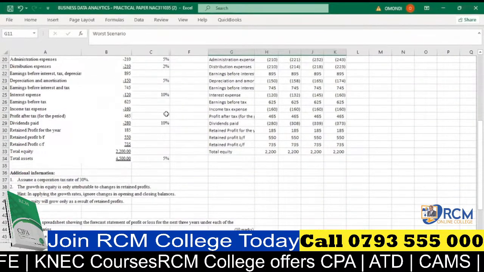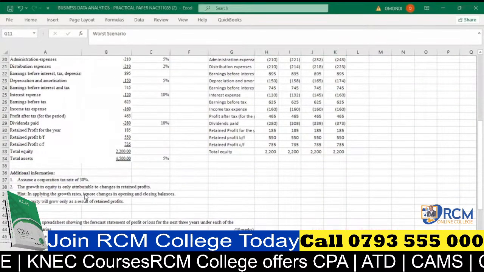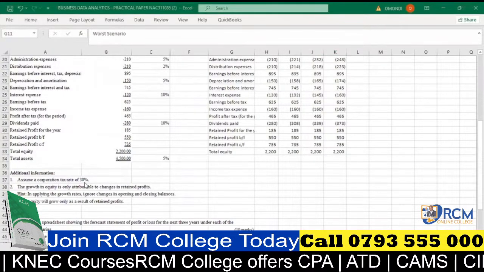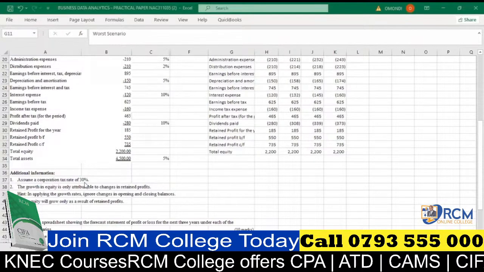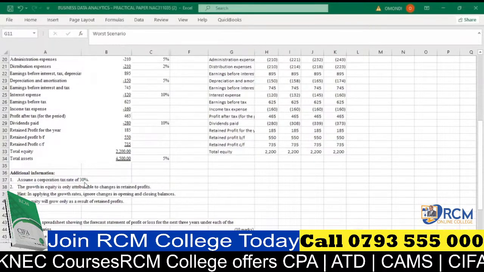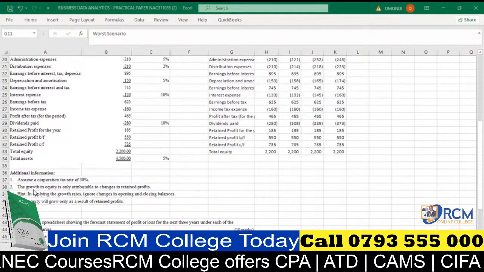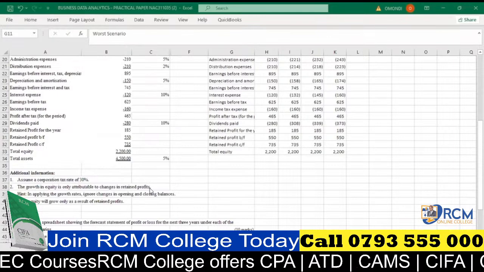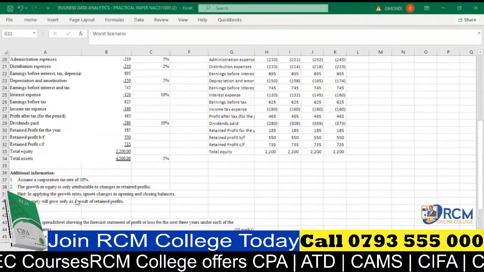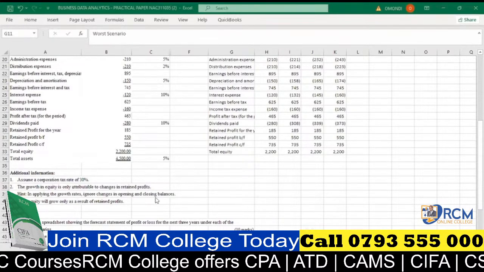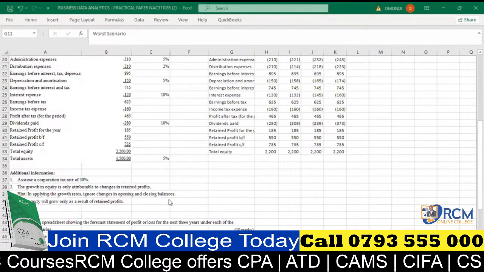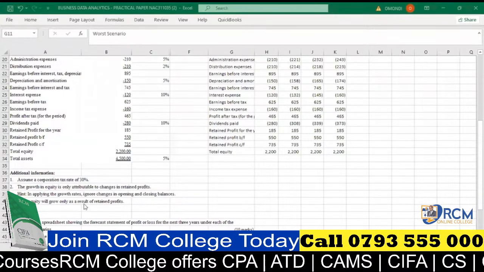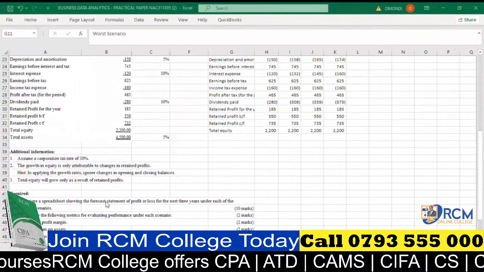Of course, there is some information given to me, some assumptions, some instructions. Assume a corporate tax rate of 30%. That is one instruction given to us. Then the growth in the equity is only attributed to changes in retained profits. Then in applying the growth rate, ignore changes in opening and closing balances. Then total equity will grow only as a result of retained earnings. So they are emphasizing that.